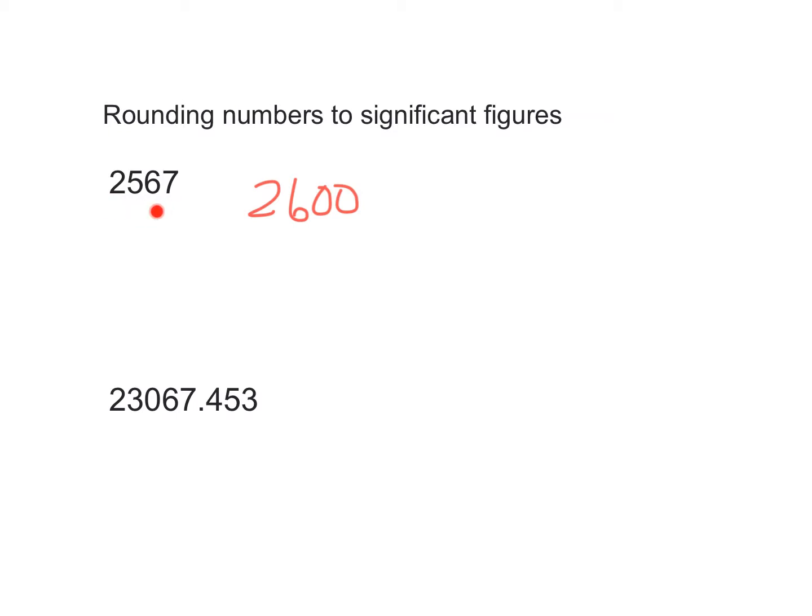If I was to take the same number and round it to 3 significant numbers, which are those 3 there, I look at that number and I say, is that greater than or equal to 5? Yes it is. So therefore I can write that number as 2,570, because this number over here needs to be increased by 1 because that is greater than or equal to 5. So that becomes a 7 with a 0 on the end.